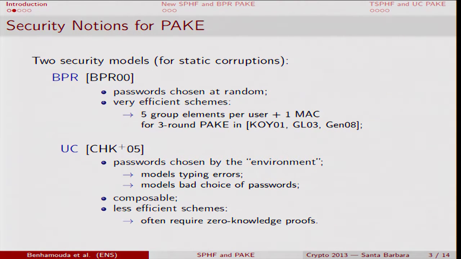Different security models have been proposed to capture the security notion for PAKE. The first one is the BPR model introduced by Bellare, Pointcheval, and Rogaway in 2000. We have very efficient schemes in this model. For example, the CHK scheme, which only requires 5 group elements to be sent per user, plus 1 MAC element. This PAKE is three-round, but not one-round.